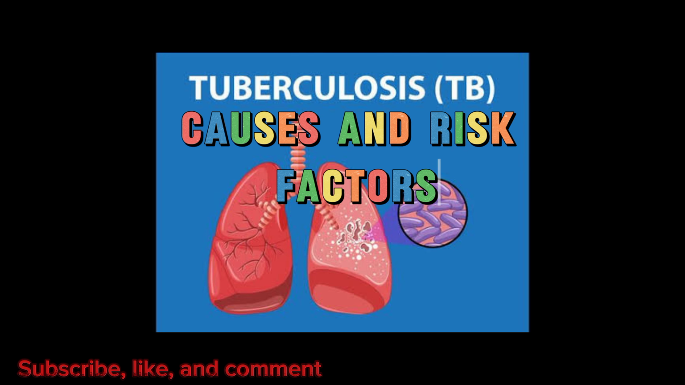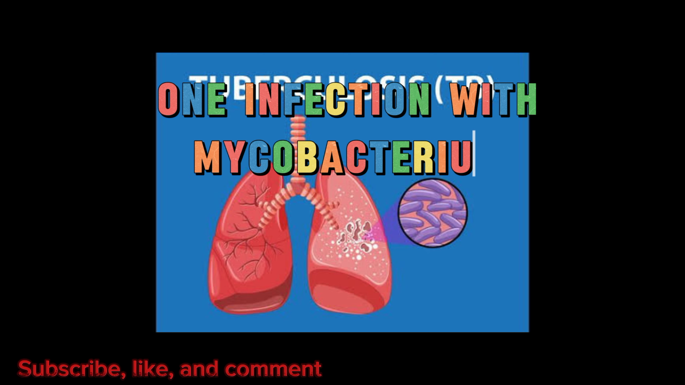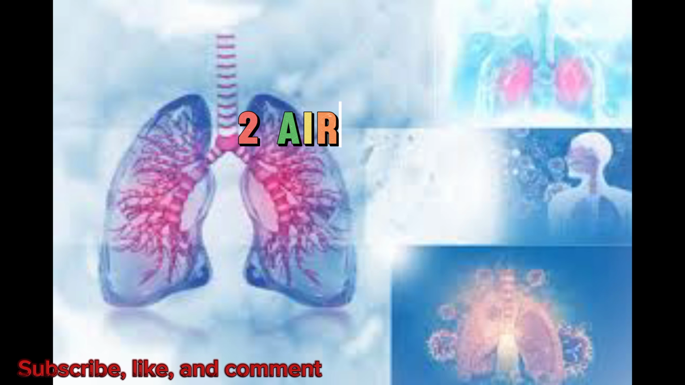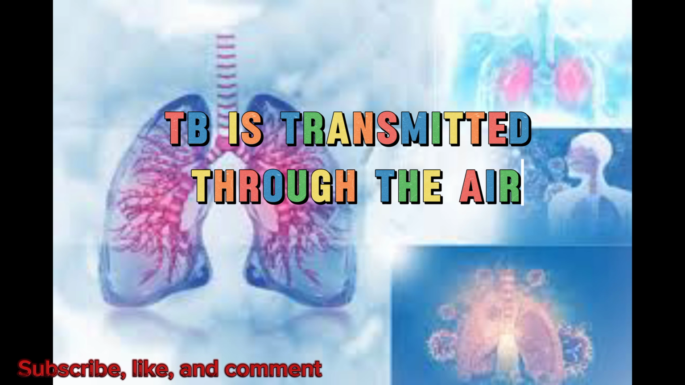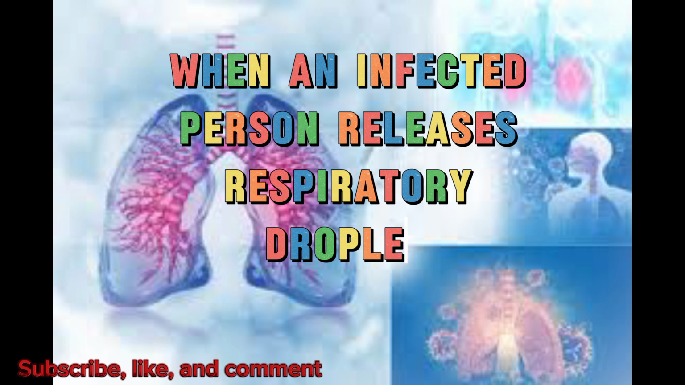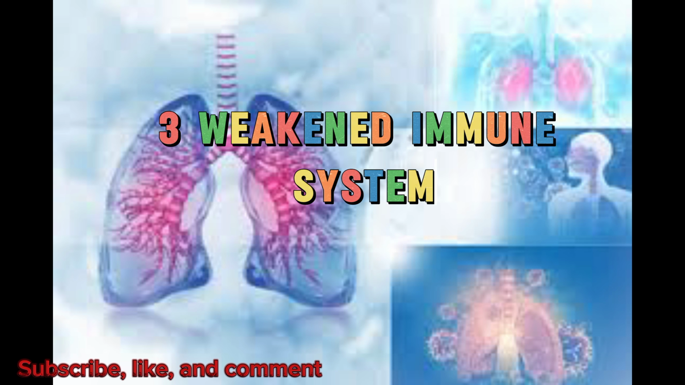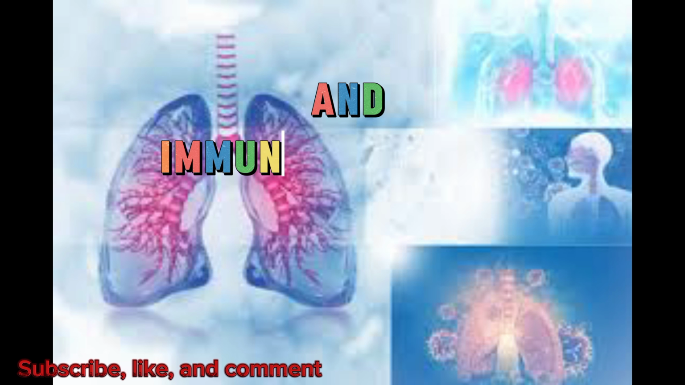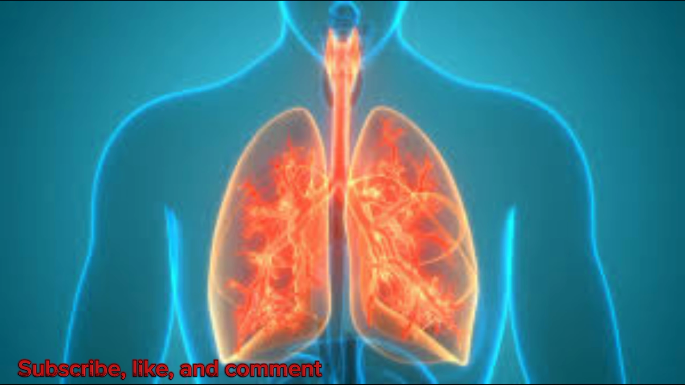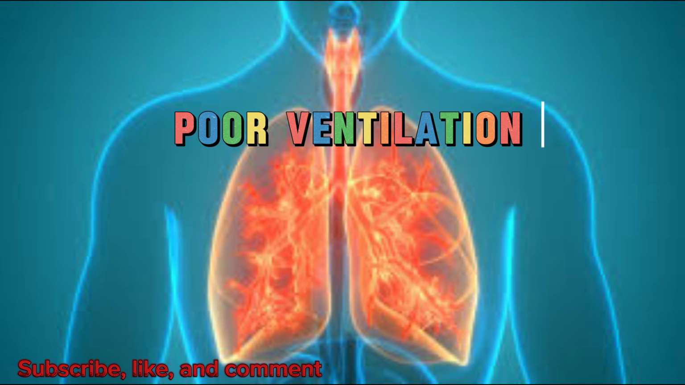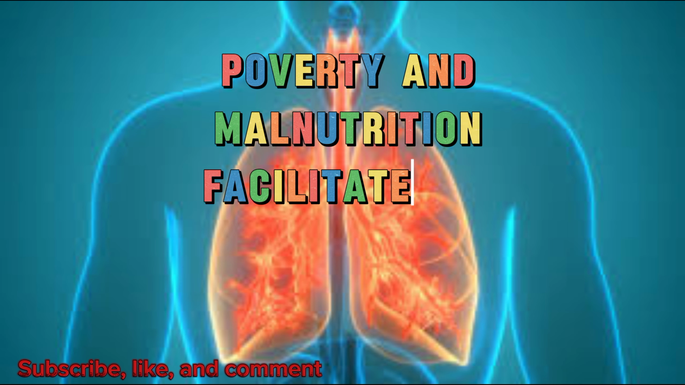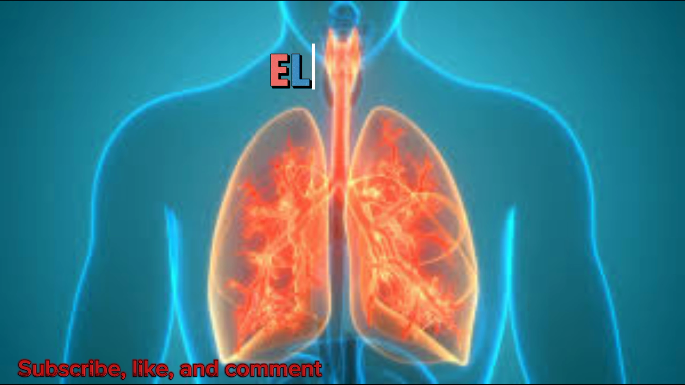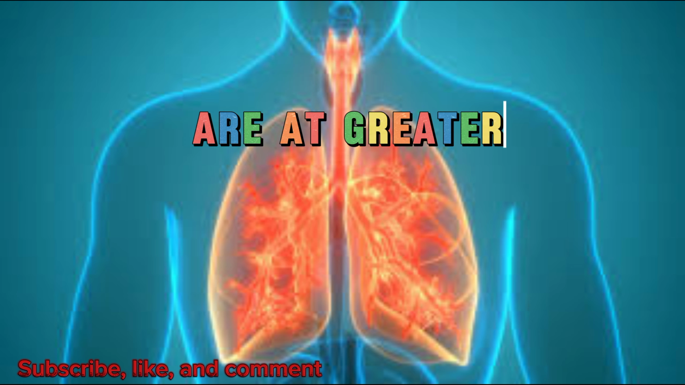Causes and risk factors. 1. Infection with Mycobacterium tuberculosis. The primary cause of TB is infection by this bacterium. 2. Airborne transmission. TB is transmitted through the air when an infected person releases respiratory droplets. 3. Weakened immune system. Conditions like HIV, AIDS, diabetes, or cancer, as well as organ transplants and immunosuppressive therapy, increase susceptibility. 4. Living conditions. Poor ventilation, overcrowding, poverty, and malnutrition facilitate the spread of TB. 5. Age and occupational exposure. Elderly individuals and healthcare workers are at greater risk.